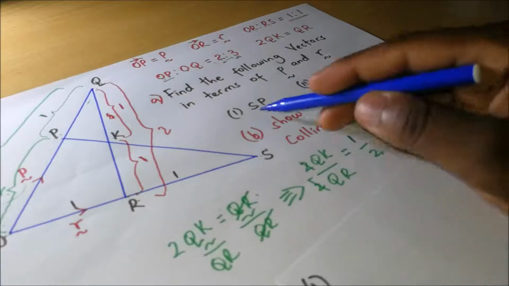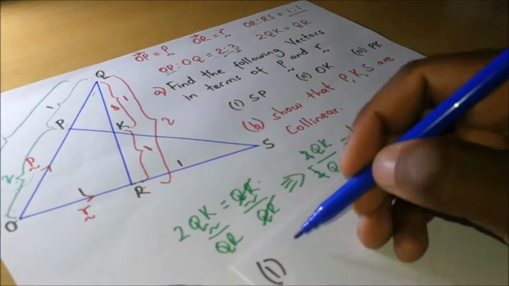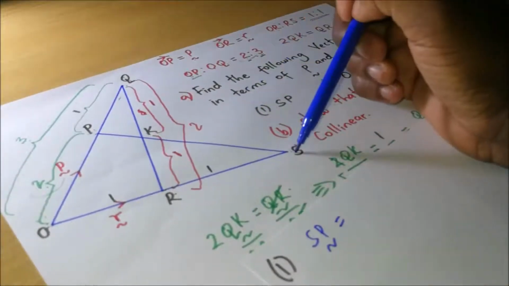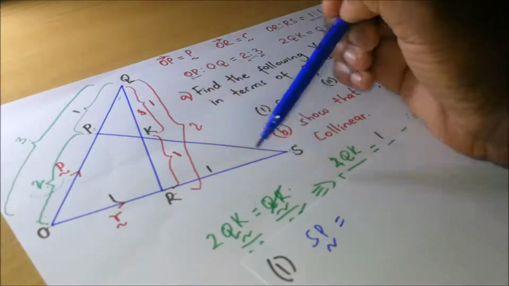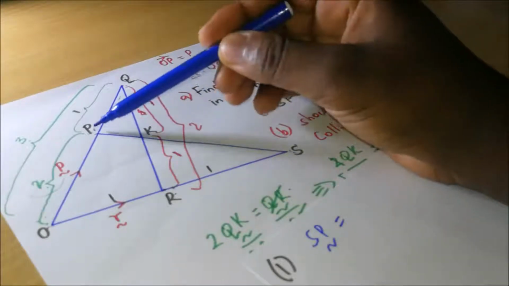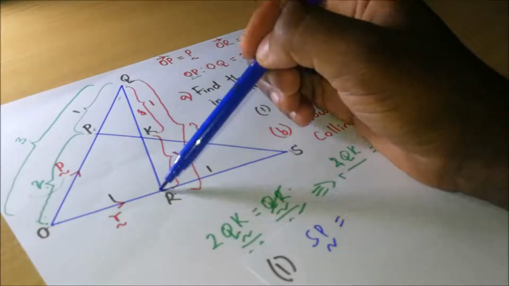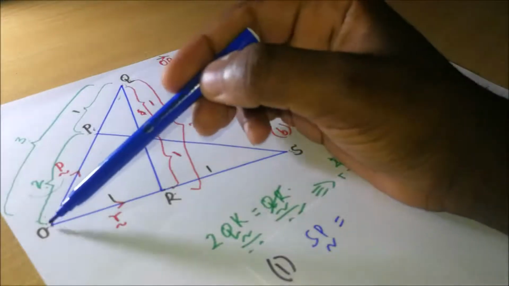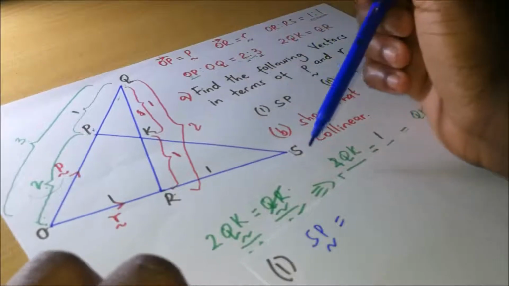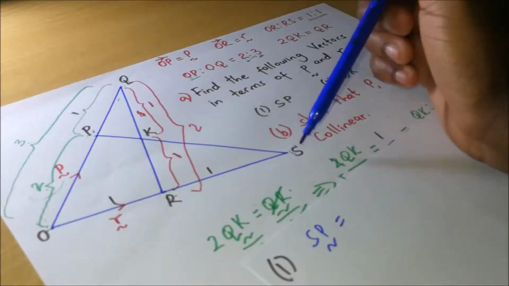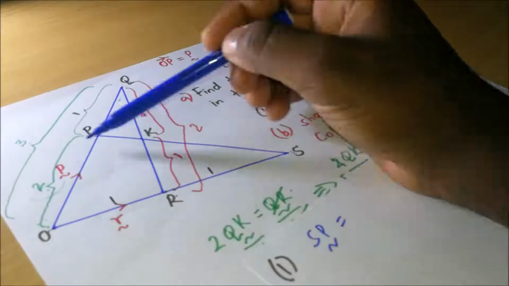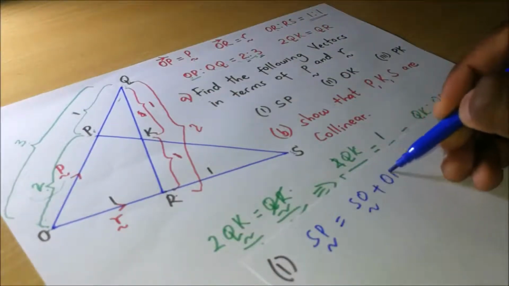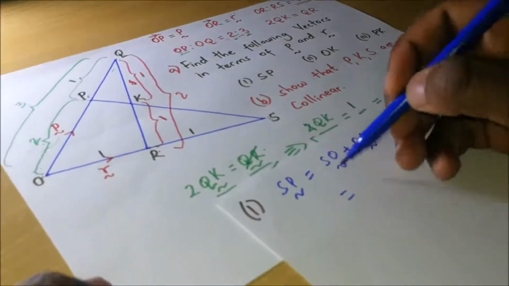So they want us to find SP. Roman 1, SP. First of all, we can take any route. For me to move from S to P, I can say SR plus RK plus KP, or SR plus RQ plus QP, or SO plus OP. Let me take the shorter one. For SP, it is SO plus OP. So what is SO?